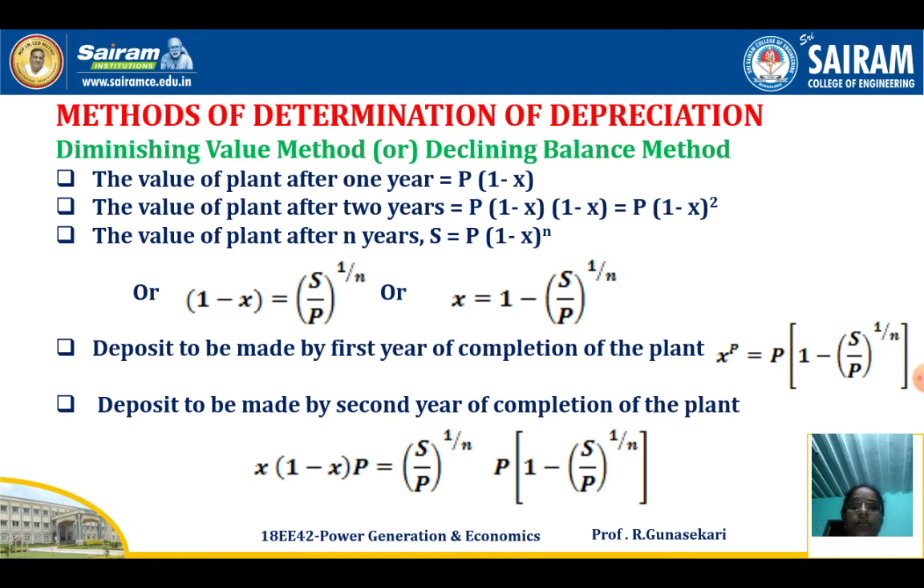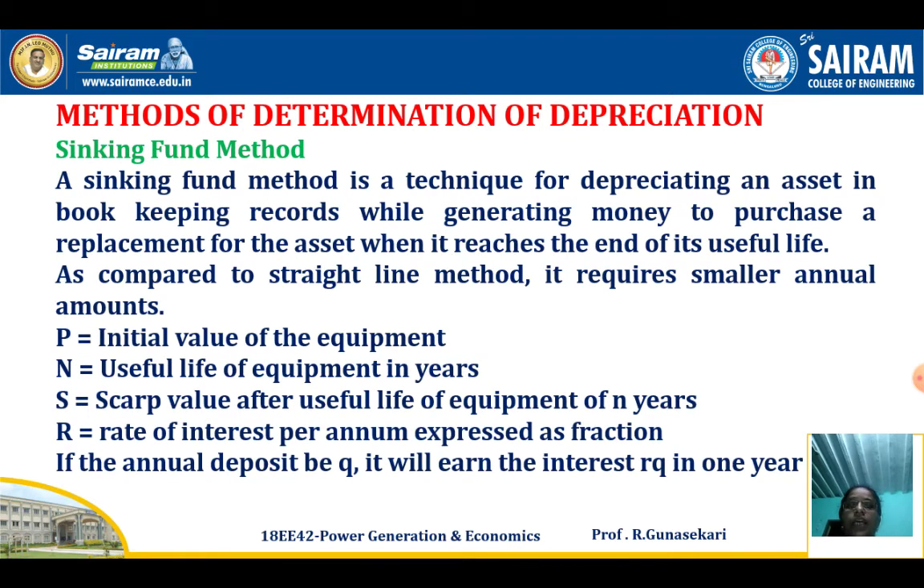This is the formula for calculating the annual depreciation charges by using the diminishing method or declining balance method. The third method is the sinking fund method. A sinking fund method is a technique for depreciating an asset in bookkeeping records while generating money to purchase a replacement for the asset when it reaches the end of its useful life.